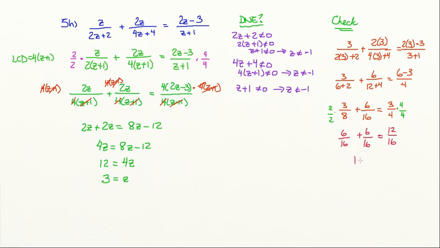6 plus 6 is 12. 12 over 16 equals 12 over 16. Yes, it works.